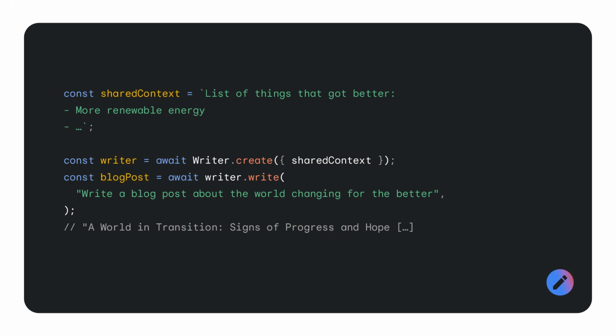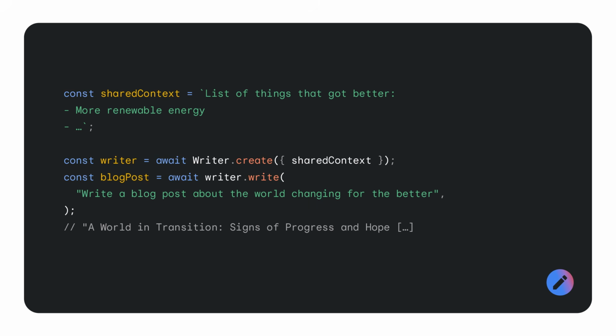The Writer API could help the user draft such a blog post to begin with. The shared context here is a list of things that got better. You then create a writer passing it the shared context. And in the next step, call the writer's write function, telling it to write a blog post about the world changing for the better.